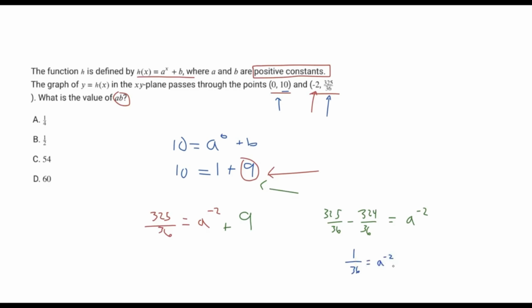And you can plug this into Desmos and solve it, but here there's just exponent properties. So a to the negative 2, that is the same thing here as just 1 over a to the power of 2.